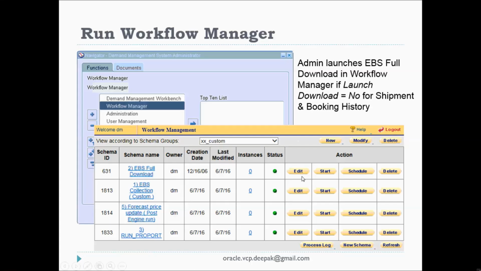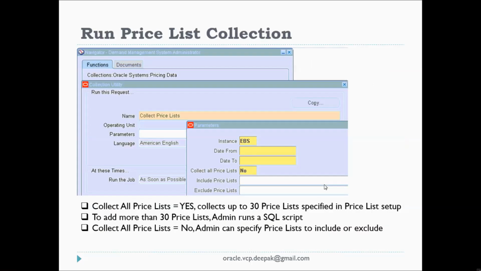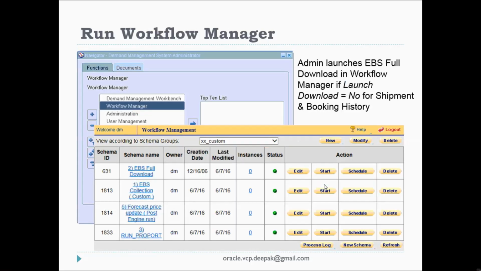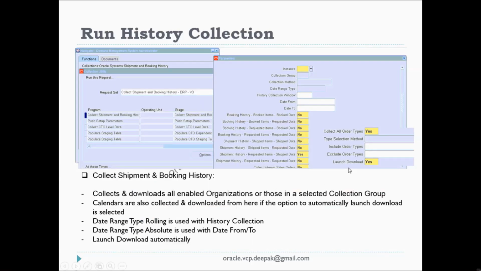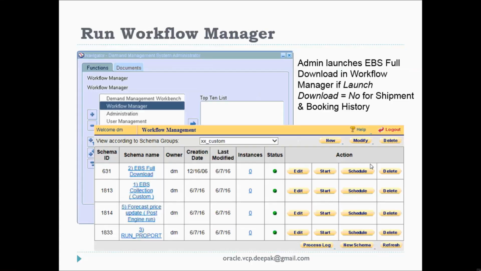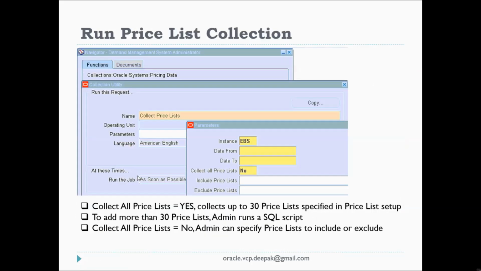Okay. So now here, we have to run our EBS full download program. So which is this one, and we know how to run this program. And these need to be run only when we have selected launch download equal to no. If we have already selected yes, then this workflow will be automatically triggered.